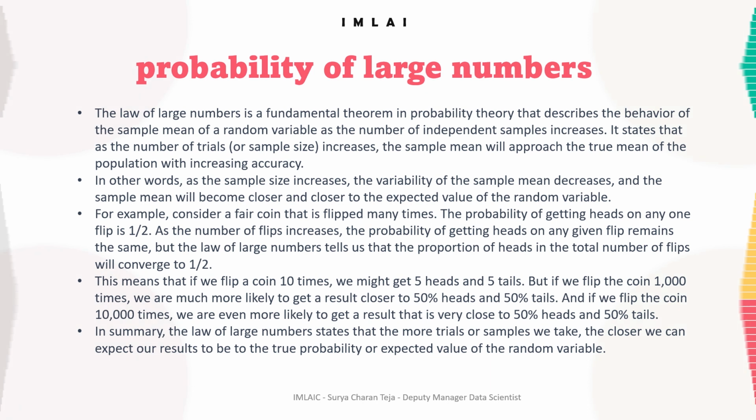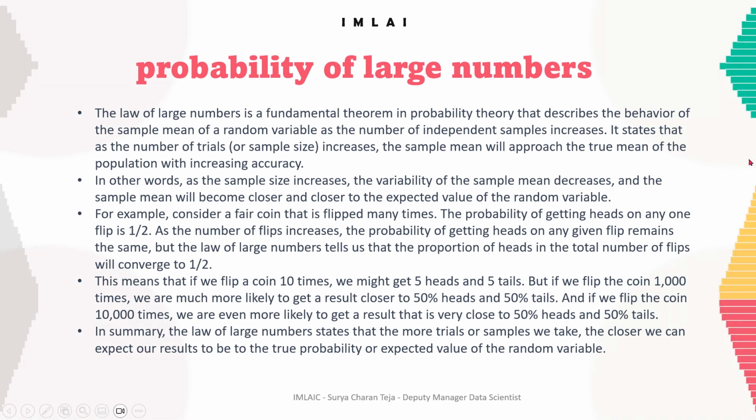Law of large numbers states that as the number of trials or observations increases, the average or mean of the observed values will converge to the expected value of the underlying distribution. In other words, as we collect more data, the observed values will become more representative of the true population. So this is what we call the law of large numbers.